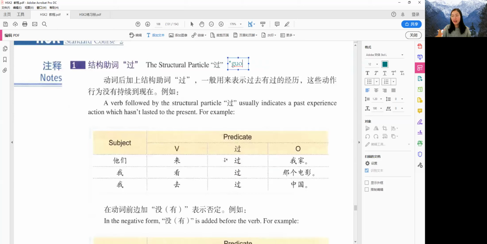他们来过我家。来, this is 来, which is come to my home, 我家, my home, my house. So they have been to my home or have visited me before. That's 来过, came to, 来过.